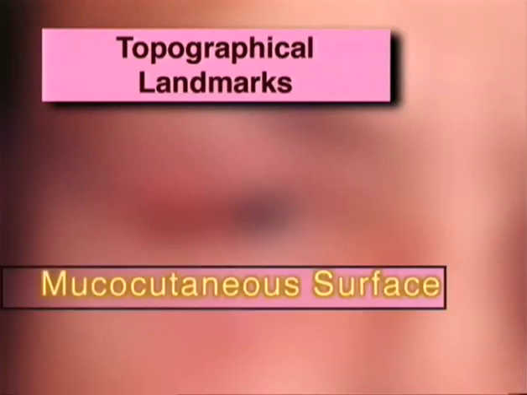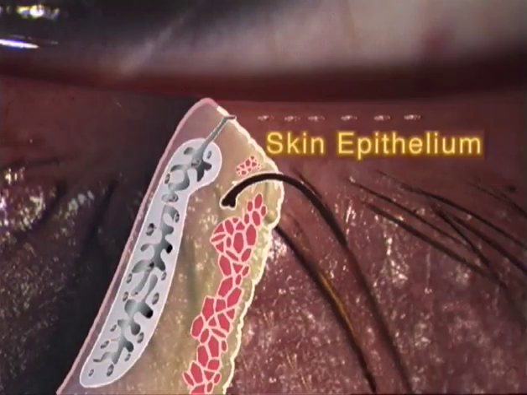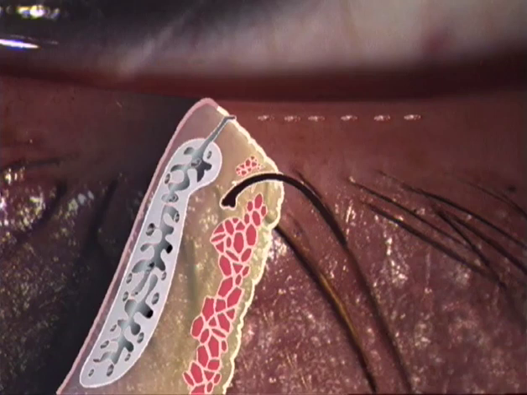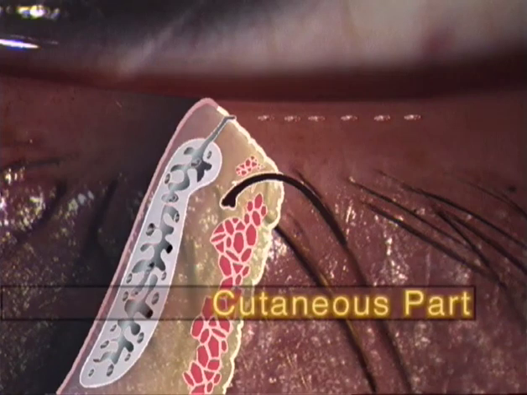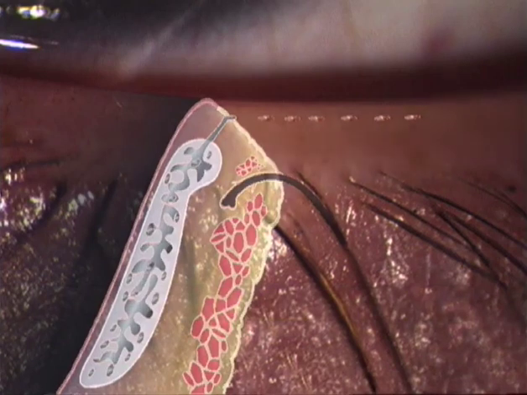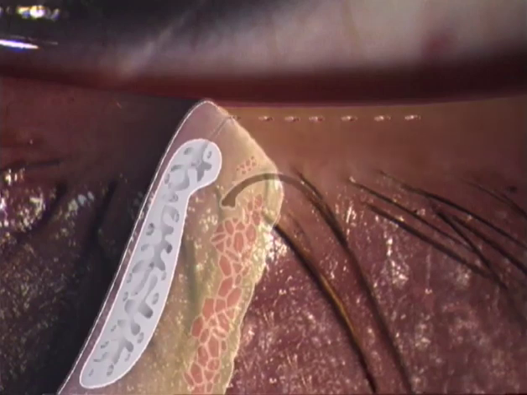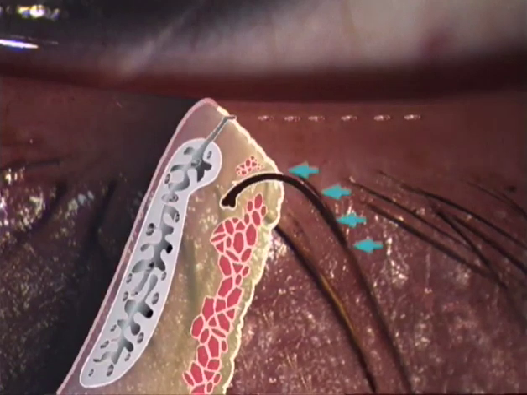The mucocutaneous surface consists of a part made of skin epithelium and a part made of conjunctival epithelium. The cutaneous part is the part that is dry, and this part is covered by keratinized epithelium. It contains other elements of skin tissue: the lashes and their accessory glands, that is, sweat and sebaceous glands, and the sebaceous tarsal glands.